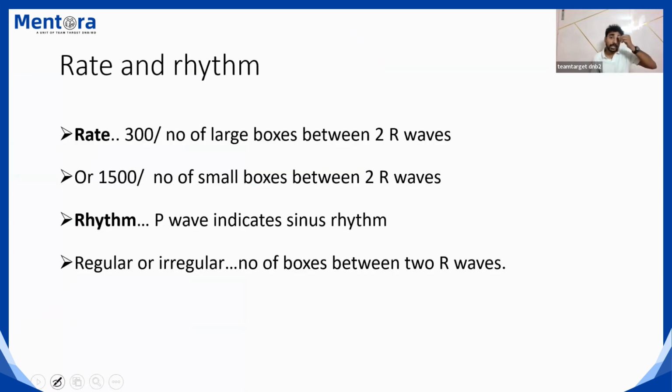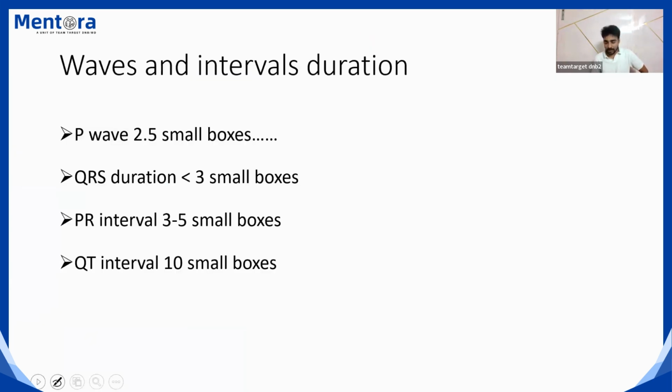So this is what we discussed. Rate is equal to 300 divided by the number of large boxes between two R waves, and rhythm is either you see a P wave, which indicates sinus rhythm, or regular or irregular based on the number of boxes between two R waves. So these are basic things. You all know all these things.